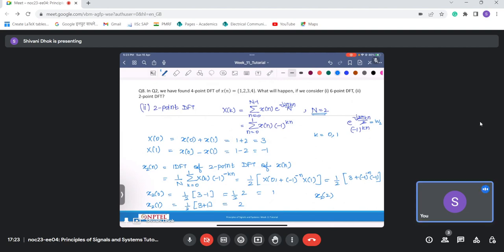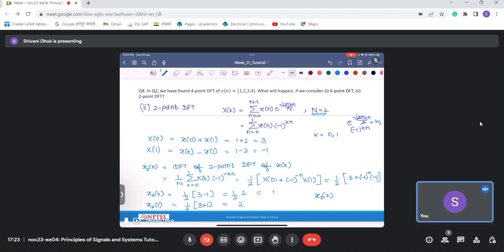Circular route? I didn't understand circular route. No. I know where I'm coming from: the question is what will happen if you consider a 2-point DFT. Your question is why I'm finding the IDFT. By looking at the question itself, I am guessing it is 1, 2. It's fine. What I'm trying to say is, if I take a 2-point DFT and again convert it back to the time domain, whatever I'm getting is not equal to my original signal. Yes, it is equivalent to the original signal 1, 2, right?